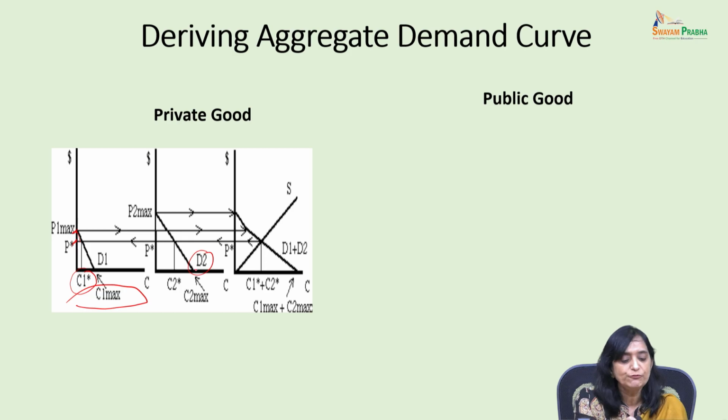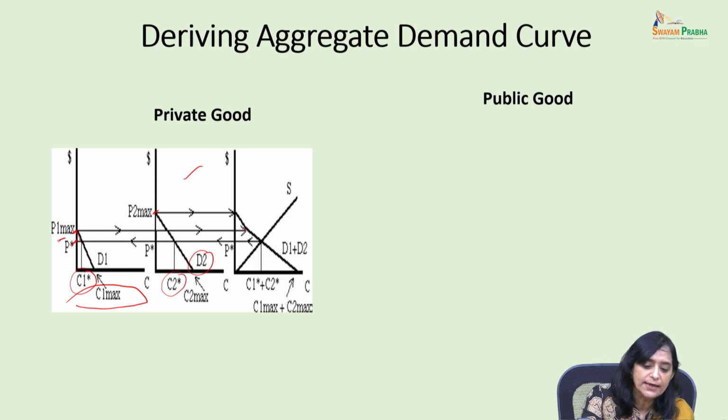Whereas, when we move to person 2, we see that the maximum price which person 2 is willing to pay is P2, which is more than P1 of the first person. Okay. And at this P star price, the demand for person 2 is C2 star. So, because it is a private good, we will add up these two curves, D1 and D2, horizontally. Therefore, you see this curve D1 plus D2.